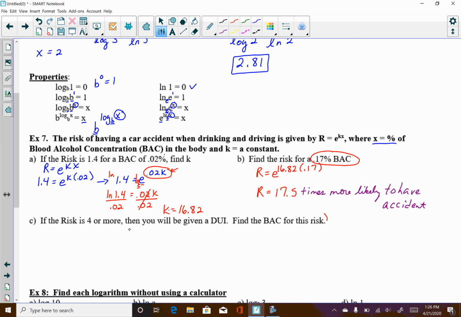So we set my risk, 4, equal to e to the 16.82x, because I'm trying to figure out what the blood alcohol concentration is. Since I want to solve for a variable that's in the exponent, I need to get rid of this e, just like before. Take the natural log of both sides. So I have the natural log of 4 equals the natural log of e to the 16.82x.